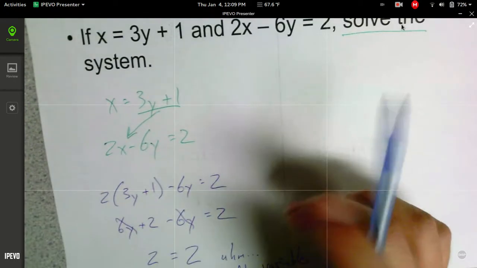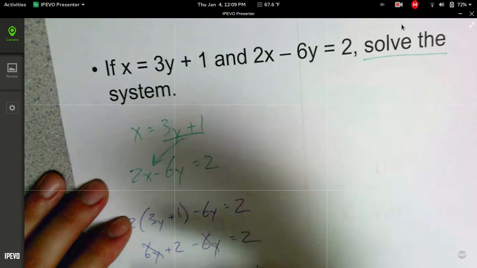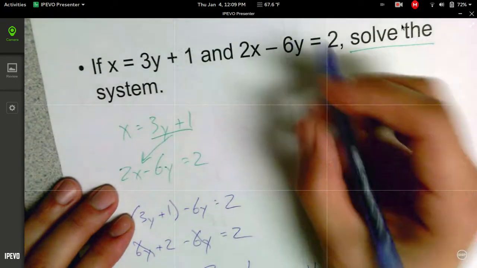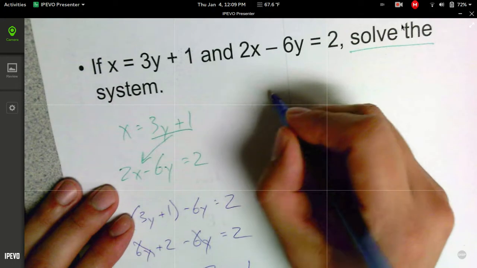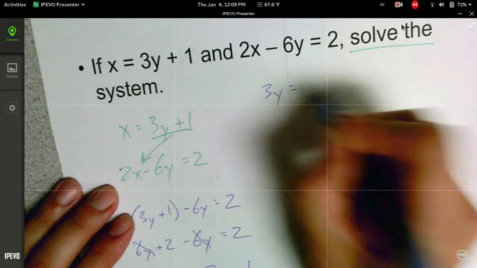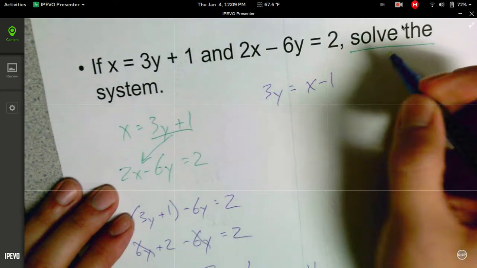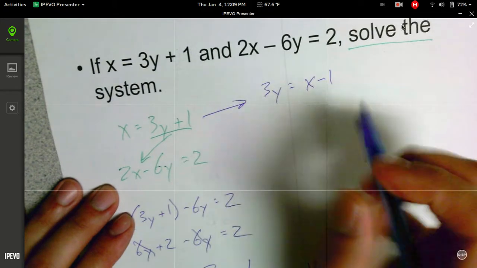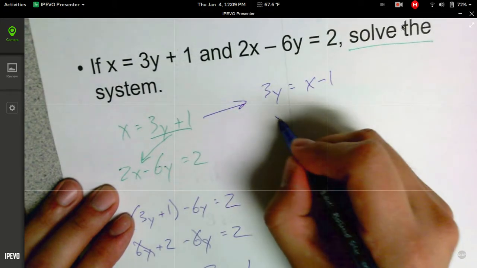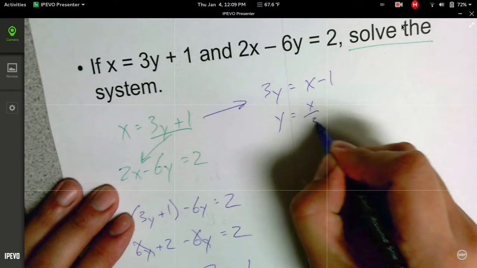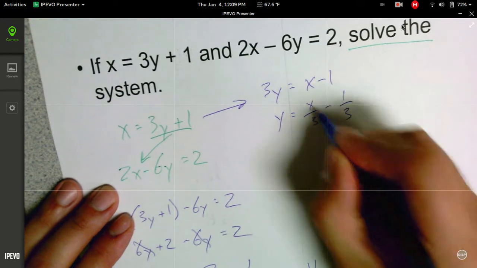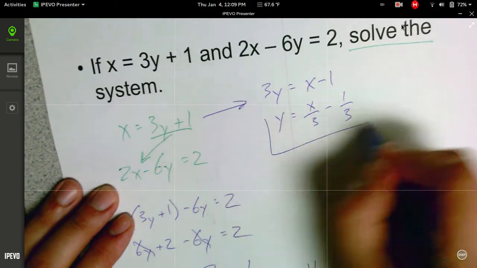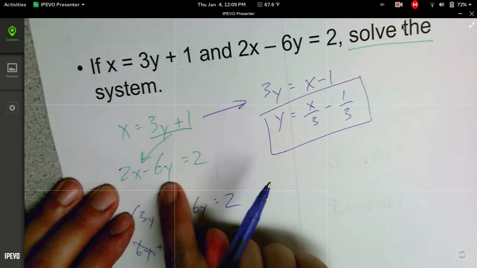What I'm going to do, this is solved for x. Let's solve it for y really quick, and we can do it that way. If we solve this for y, that will give us 3y will be equal to x minus 1. This is this line right here. Divide by 3 gives us y is equal to x over 3 minus 1/3. So this is the line we are looking for when we solve this other equation.